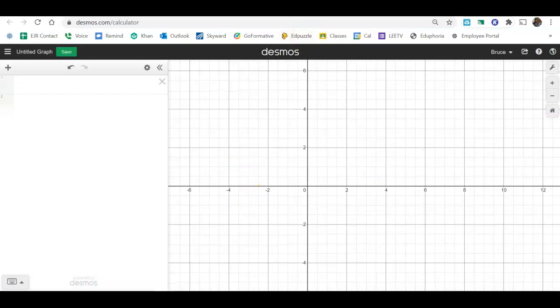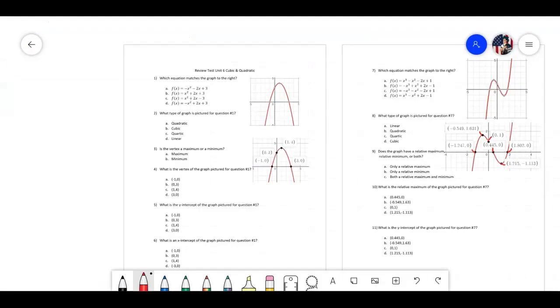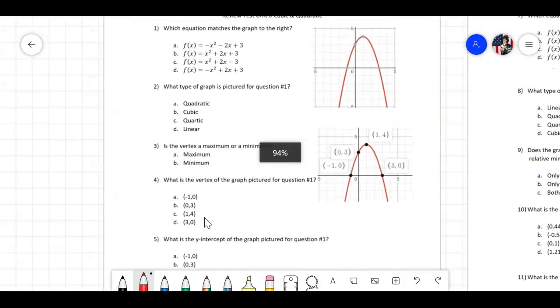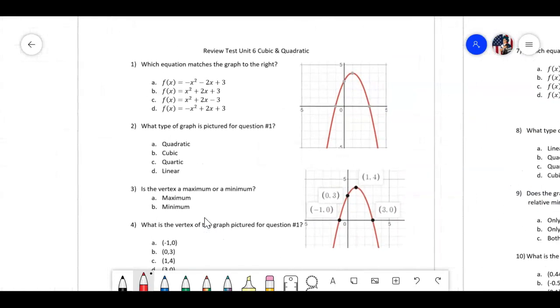Okay, so I'm going to keep that down here. I'm going to open up the review. Now you'll have it on Go Formative, but you may need to have some paper to write some stuff down on. Definitely you'll need the graphing calculator website from Desmos. Okay, so let's answer this. Which equation best matches the graph to the right? Well, I can take these equations, graph them, and see which one matches.